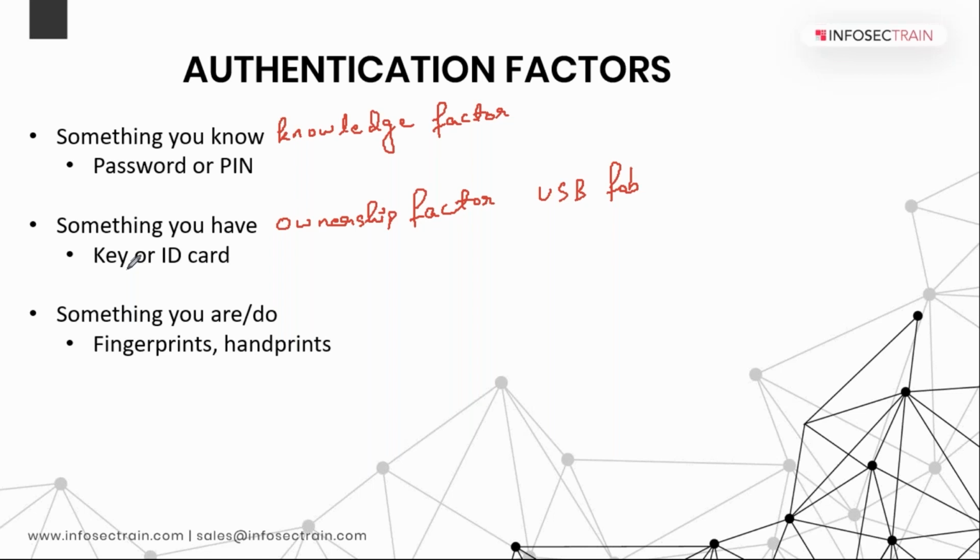Then we have another factor, which is your something you are or something you do. So as you can see, fingerprints and handprints are mentioned. So basically your authentication is divided into these factors, guys, right? Something you have, something you know, and something you are, right? So something you are is which factor? Biometric factor.